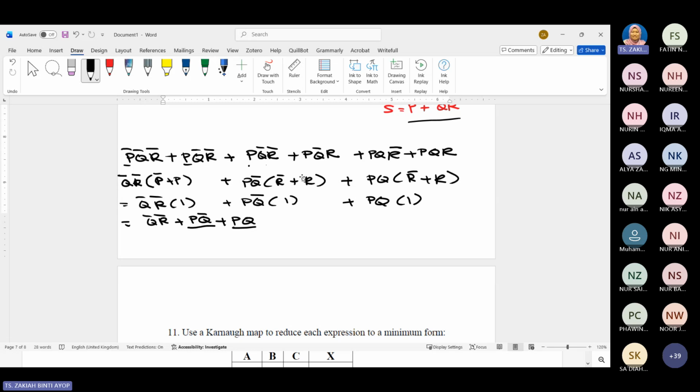Now, it goes to the next page. Okay. I'll continue with the next page.